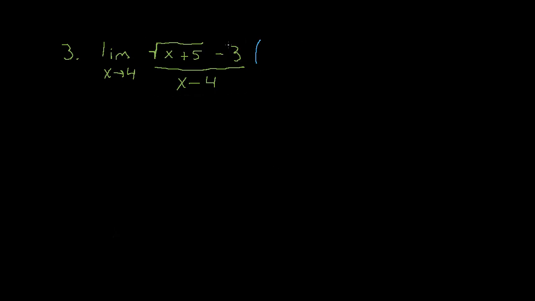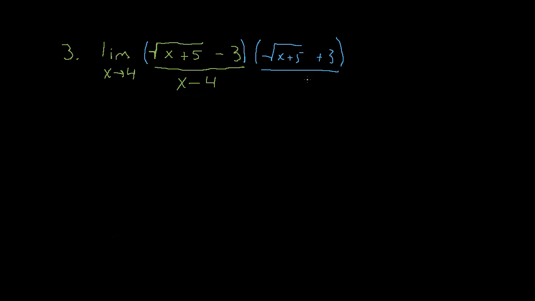Now if this square root were in the denominator, then I would multiply by the conjugate of the denominator. It just happens to be in the numerator in this case. And the conjugate of this numerator is the square root of x plus 5 plus 3. Notice it's the exact same binomial with the exception of this operation right here. This is minus and this is plus.